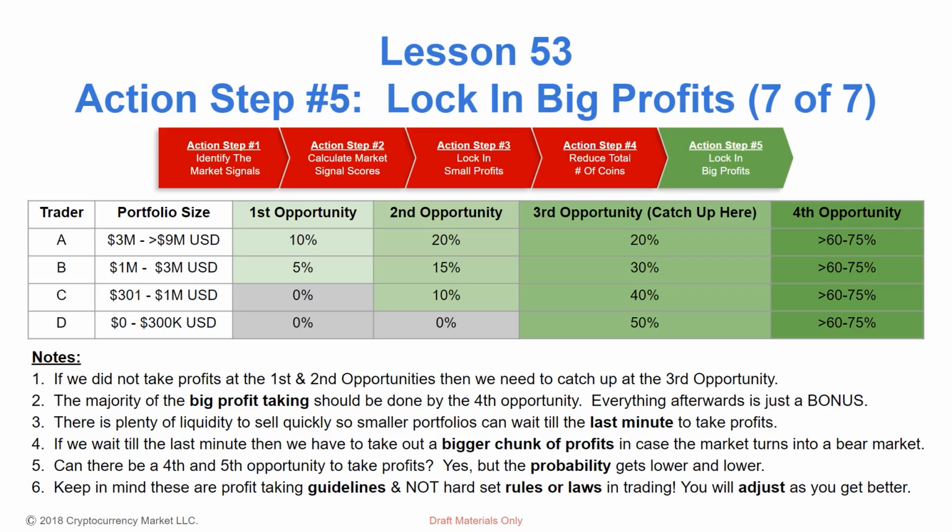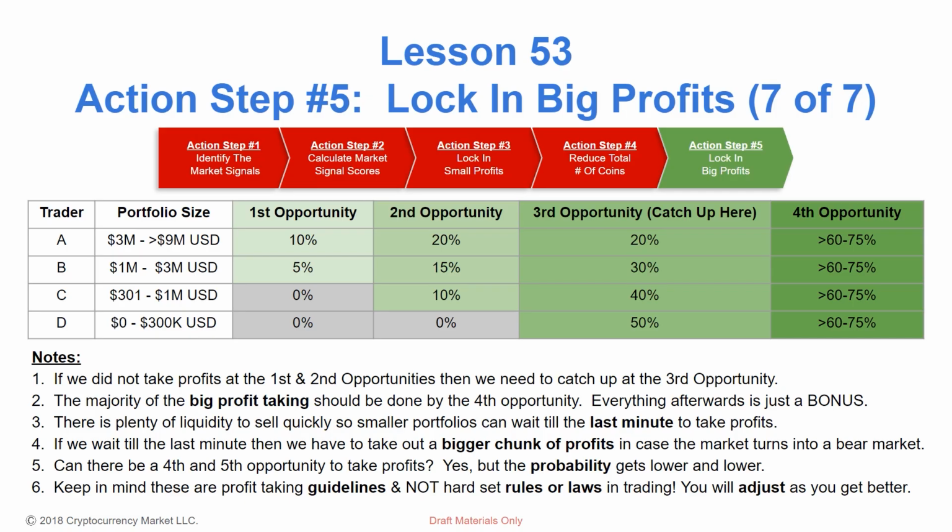So here's some notes that I want to share with you guys. If we did not take profits at the first and second opportunities, then we need to catch up at the third opportunity. That's why I say that's the catch-up period there. The majority of the big profit taking should be done by the fourth opportunity. Everything afterwards is just a bonus, guys. Do not be greedy. Take out most of your profits between the third and fourth opportunity. Just get it all out, or the portions that you need to fulfill your financial goals.